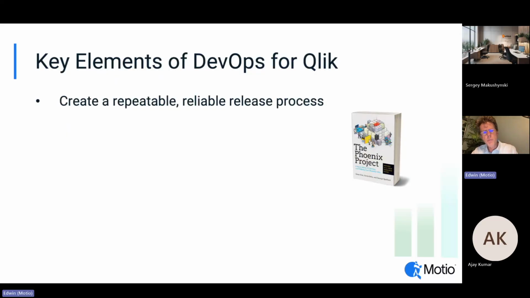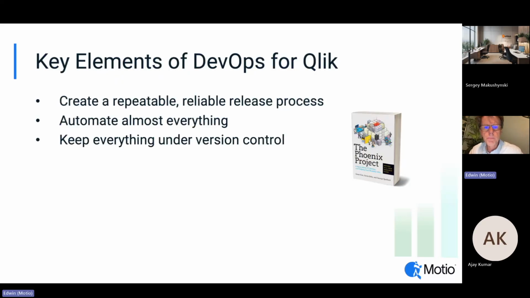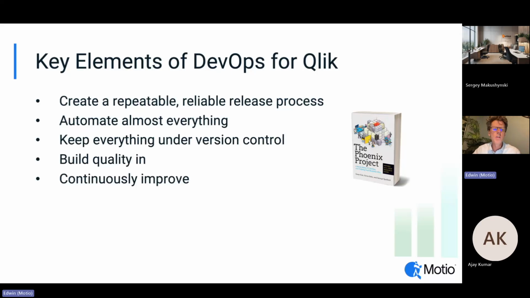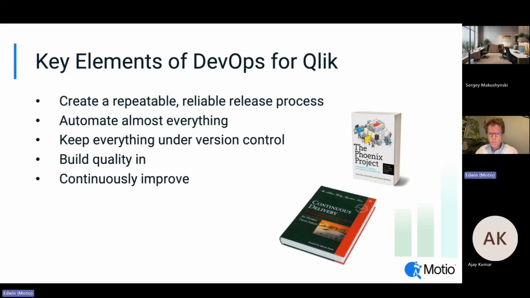But the basic of DevOps is that we want to have a repeatable, reliable release process. And that means that we have to automate almost everything in that process and keep everything under version control. So that's how we build quality in, and that's how we continuously improve as a BICC, as a business intelligence group. If you are more interested in a more academic book, so also a little bit more boring book, is this from David Farley that explains what continuous delivery is and means.